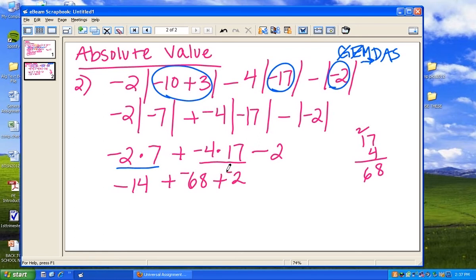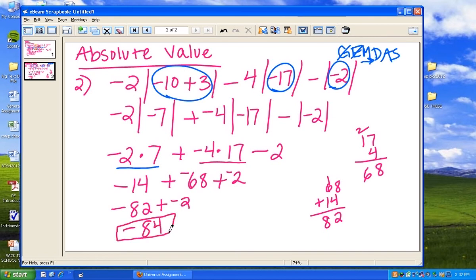Now I'm going to combine my like terms. I have a negative 14 and a negative 68. So over here I'm going to do 68 plus 14. They're both negative, so I'm adding them together. 4 plus 8 is 12. Carry my 1. 6 plus 2 is 8. So I have negative 82 plus that negative 2. And negative 82 plus negative 2 is negative 84. And this becomes my final answer.